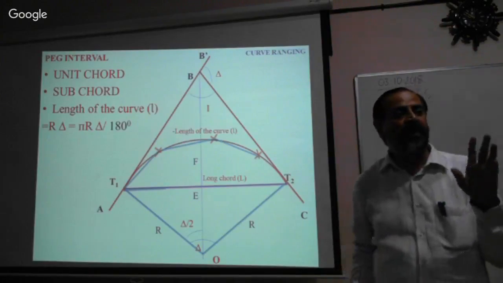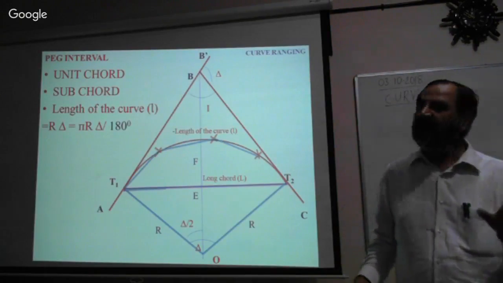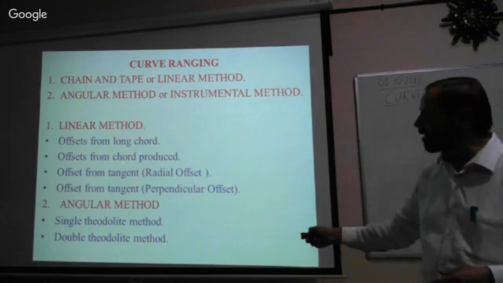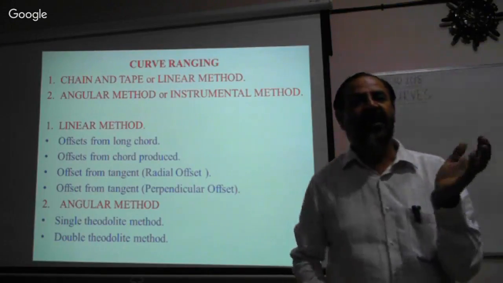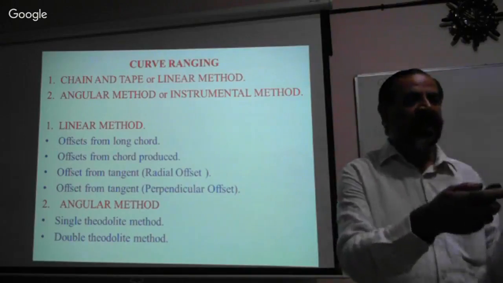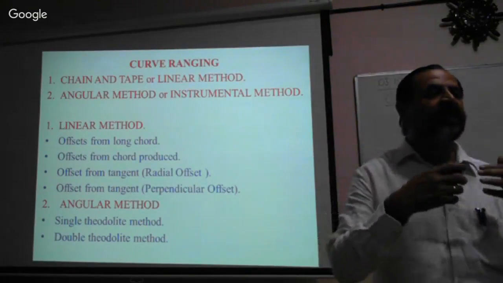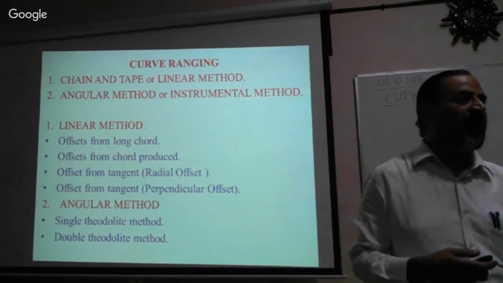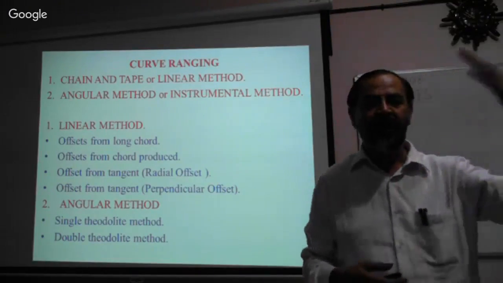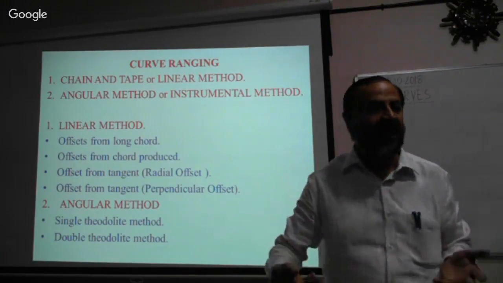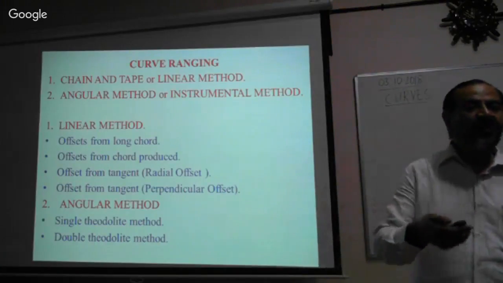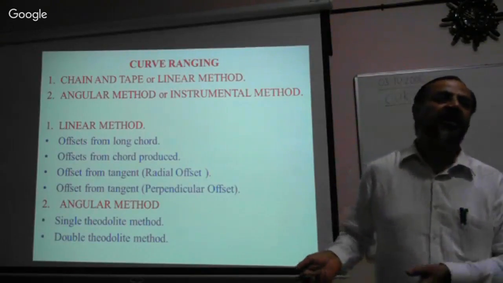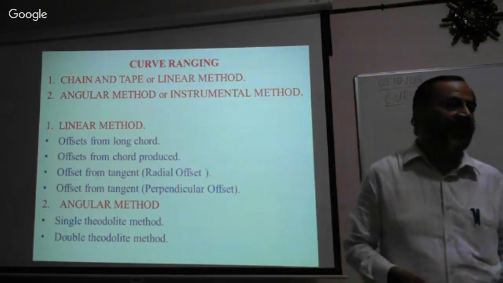Now this is the most important; one should understand carefully. Before getting to that, in all these methods we are solving the curve. We are calculating some data, and the same data will be transferred to the field. That is the object. Our object is to transfer the curve from paper to the field. Therefore, we need some data. What data are required to transfer the curve from paper to the field? It is called curve ranging. It is called curve survey.